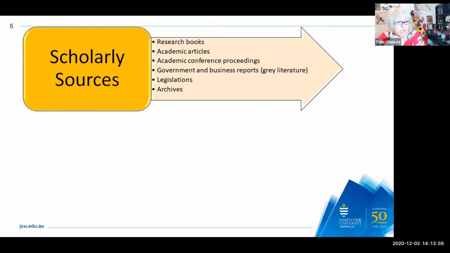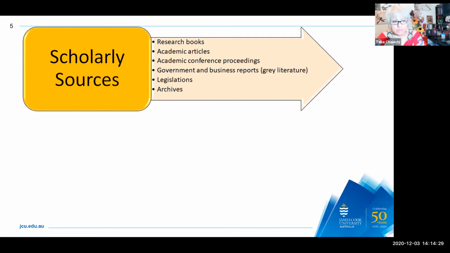Can we actually rely on the peer review process of those academic articles? Because peer review is very important in academia. So even with academic articles, you have to be choosy and careful. Academic conference proceedings that are published are also scholarly sources. The same argument goes for them. There are some conferences that are not so reputable, again, because there is no proper peer review process. But they are generally considered scholarly sources.